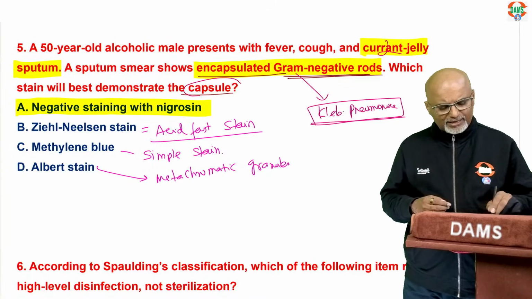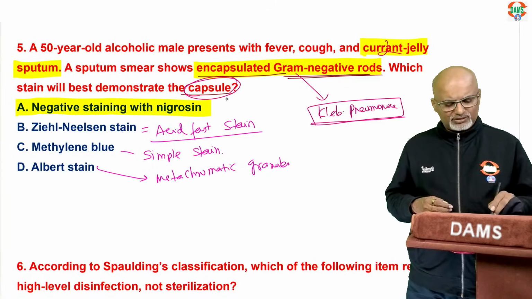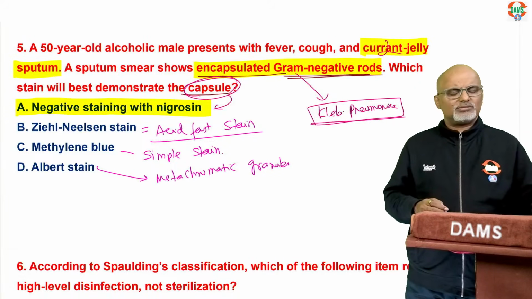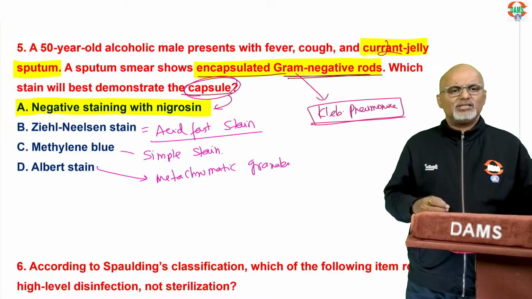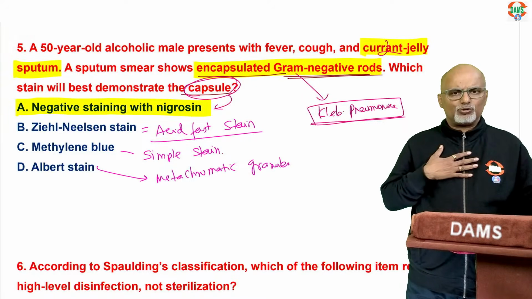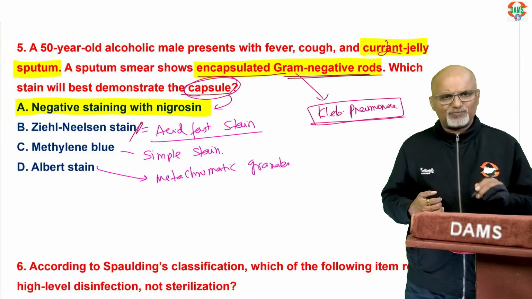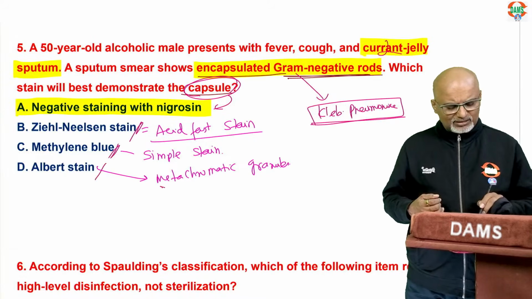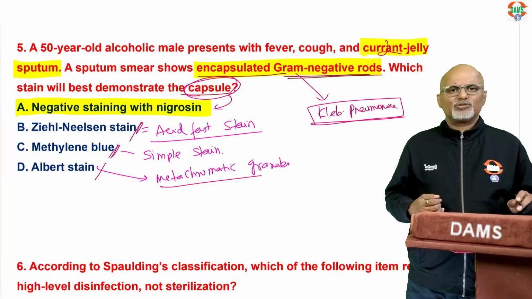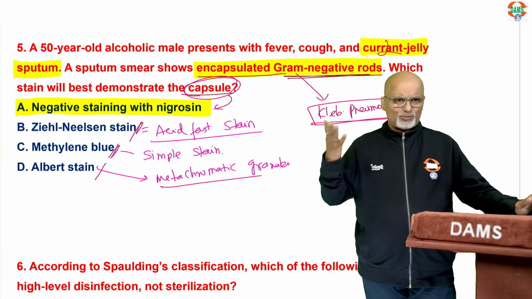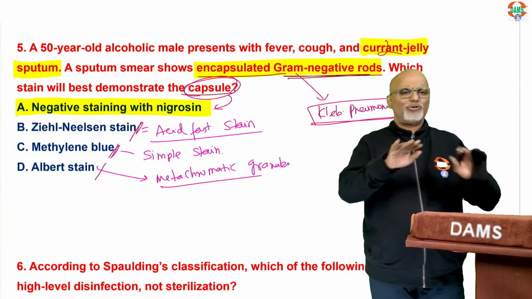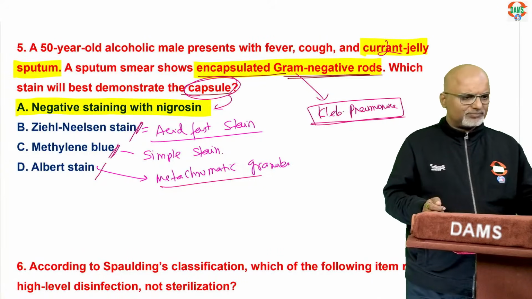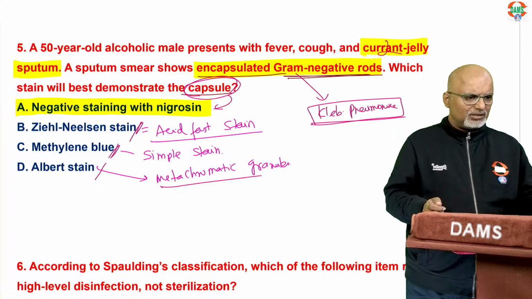How to demonstrate capsule? Negative stain. Even if you are not able to come to a conclusion, you think of me, think of my notes. Ziehl-Neelsen stain, acid fast. Methylene blue, simple stain. Albert stain, metachromatic granules. So you can rule out. Sometimes you can shoot, sometimes you can eliminate, whatever it may be. Okay. Got it?